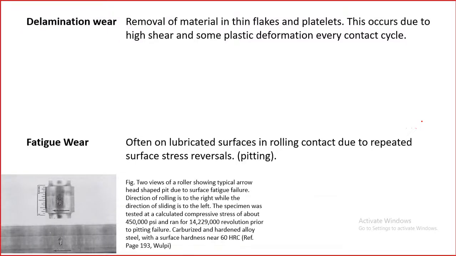So last time we talked about delamination wear, and I said that delamination wear is removal of material in thin flakes and platelets. This occurs due to high shear and some plastic deformation every contact cycle. So delamination wear can take place even in a lubricated joint. Friction coefficient normally less than 0.3, so even in the lower coefficient of friction case, delamination wear can take place. So basically it happens because of the contact stress.